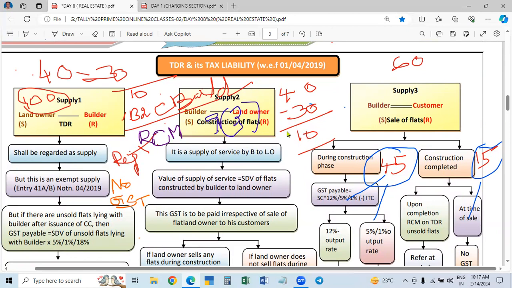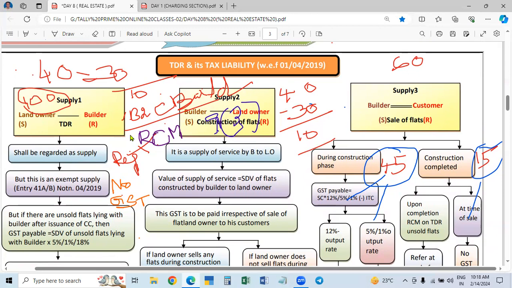So for these balance 10 flats, he will show the liability under B2C, because he's not selling to anyone and not collecting money from anyone. So for the 10 flats, he's showing the liability in GSTR 1 under B2C, and he will pay the liability. For 30 flats, it was collected from the landowner and paid. And for the balance 10 flats, he is paying from his own pocket. So only for 10 flats, he is paying the liability in cash, to the government.